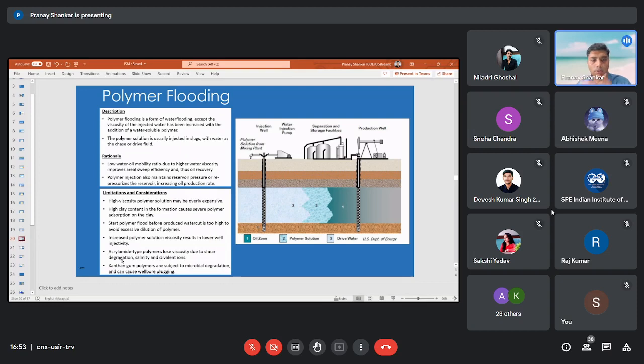Then there are various types of polymers. One is called polyacrylamide and another polysaccharide. Depending on which you choose, these polymers either need to be thermally stable, or they lose viscosity as we inject at high velocity, which is called shear degradation. Depending on the situation, you can go for either, but in most scenarios we go for polyacrylamide polymers in industry.